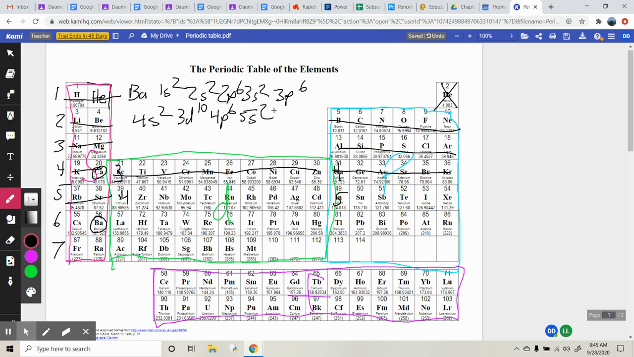Back into the d orbital again. We got to go down a level, 4d10. Back out, back into the fifth energy level, 5p6. And then, last but not least, 6s2. Okay, so that is the electron configuration for barium. Hopefully this is catching on for you guys. Hopefully you're seeing how this works.